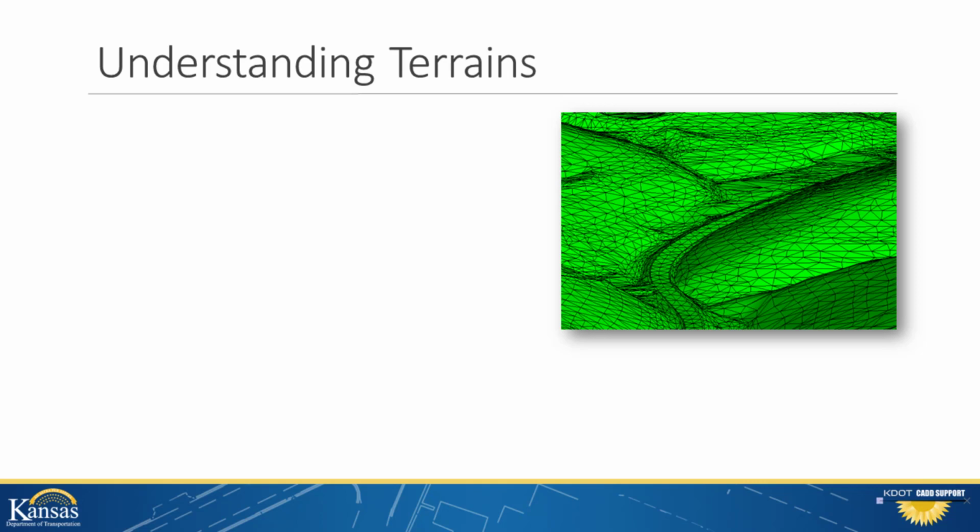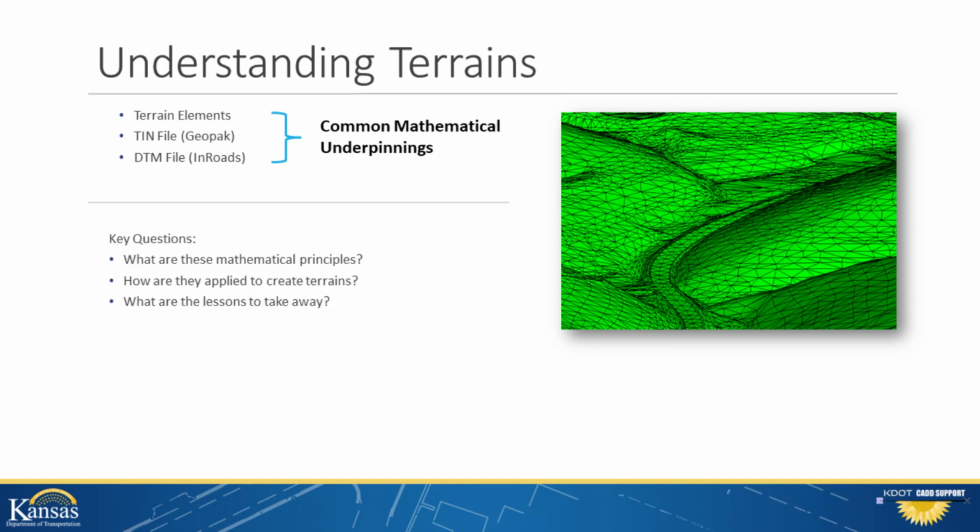Let us take a moment to look closer at how data is processed to create terrain elements. By developing an understanding of how triangulation is accomplished, you will be better prepared to understand the capabilities and, more importantly, the limitations of these formats. In the previous video, we learned that DTMs, TINs, and terrains all adhere to the same mathematical principles.